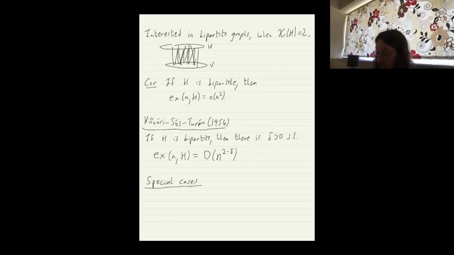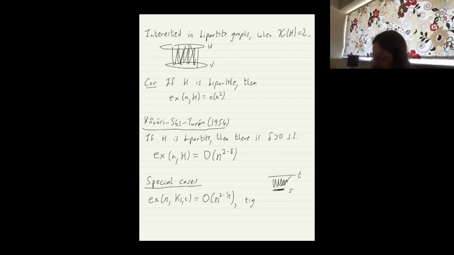One is when the particular graph H is a complete bipartite graph, K_{s,t}. That just means you have s vertices on one side, t vertices on the other, and you join absolutely everything. So complete bipartite between s things and t things. And in this particular case, the Kővári–Sós–Turán theorem tells you that you have big O of n to the 2 minus 1 over s. And it's known that this is sharp.